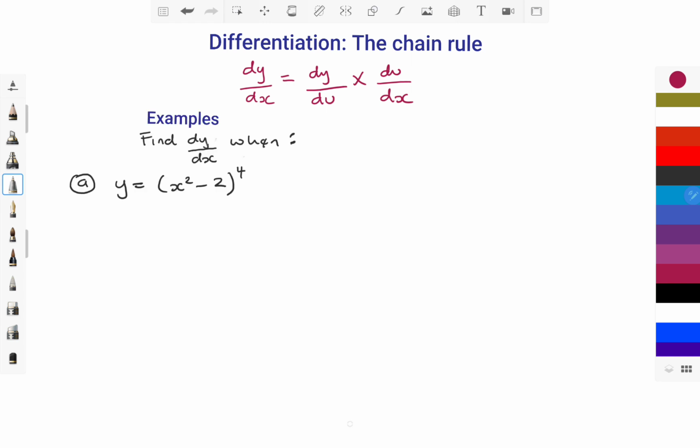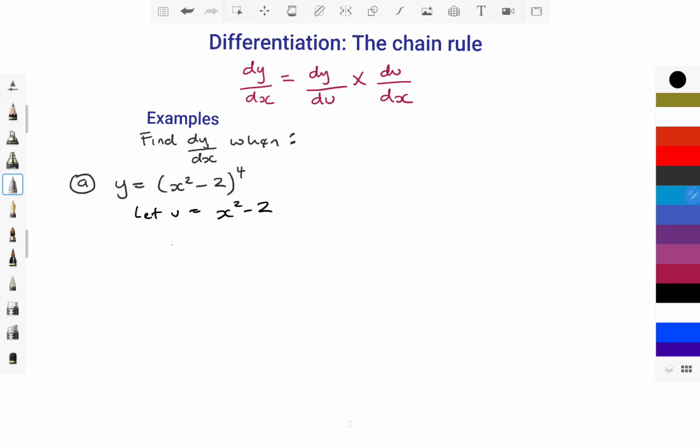Find dy/dx when y equals (x squared minus 2) all to the power of 4. The x squared minus 2 is our inner function and the 4, the exponent, is our outer function. Let u equal our inner function, which is x squared minus 2.